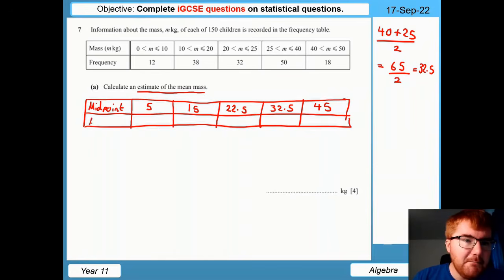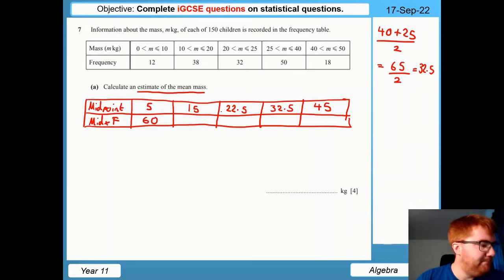Now we're going to do the midpoint. So mid times the frequency. So we're going to times these together. Now some of these you can do quite easily. So 12 times 5 is equal to 60, like so. Let's use the calculator and work the rest out.